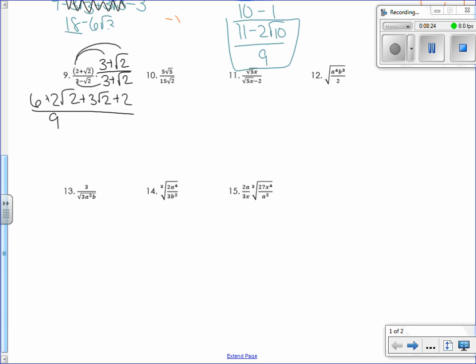Again, for space, I know that when I do the outers and the inners, they're going to cancel. And then this is going to give me minus, not minus 4, minus 2. And let's combine some like terms. 6 plus 2, that gives me 8. 2 radical 2 plus 3 radical 2 gives me 5 radical 2. And this is over 7. Can't factor anything out. Done.